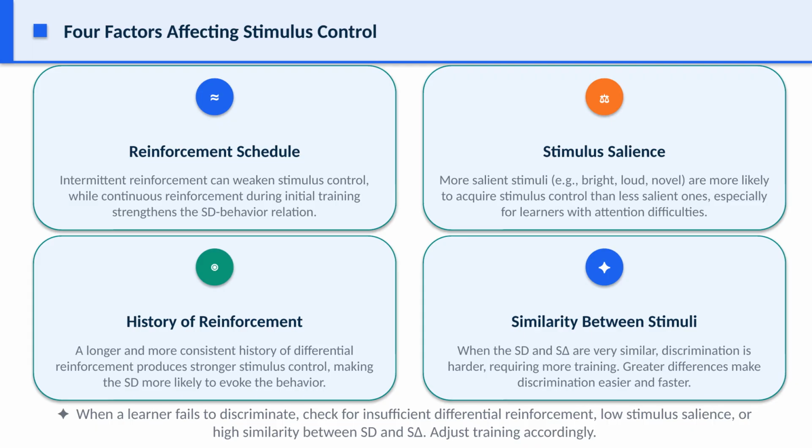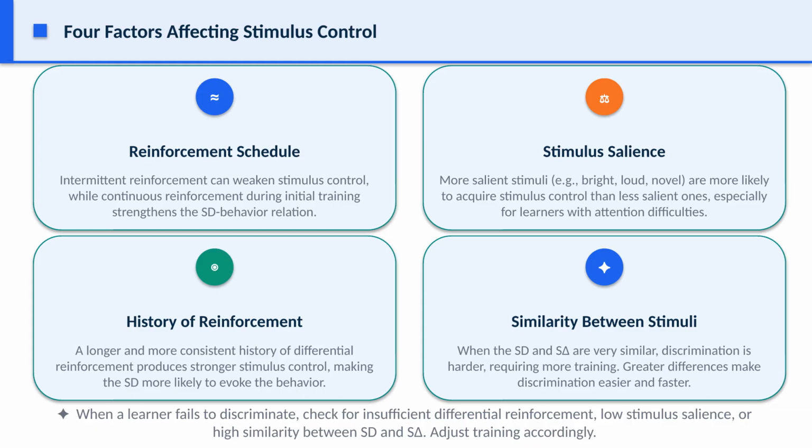Bright, loud, or novel stimuli are more likely to acquire control, especially for learners with attention difficulties. Third, the history of reinforcement is essential. A longer, more consistent history of differential reinforcement produces stronger stimulus control, making the SD more reliable. Finally, similarity between the SD and S delta affects discrimination. When they are very alike, discrimination is harder and requires more training, whereas greater differences make discrimination faster.